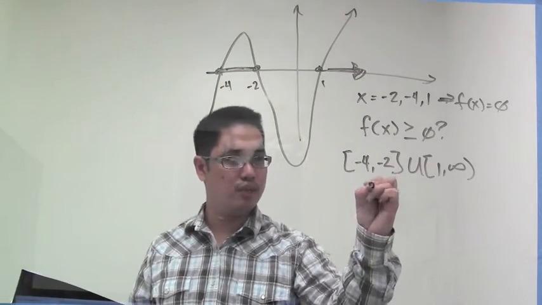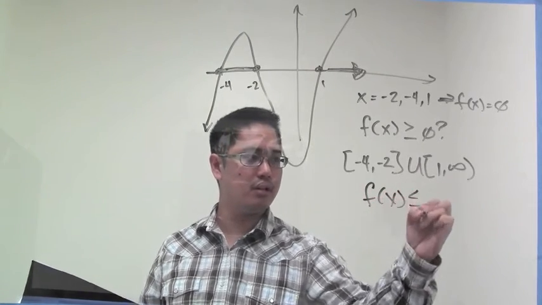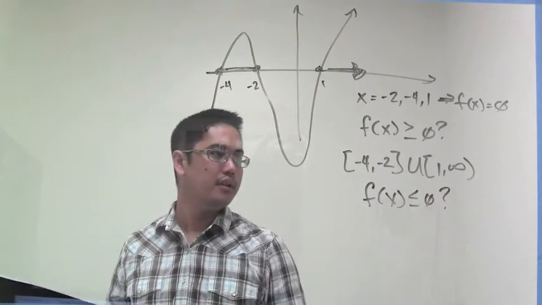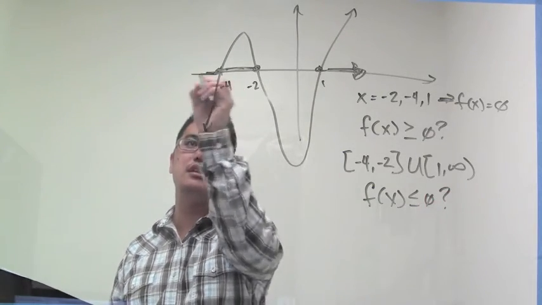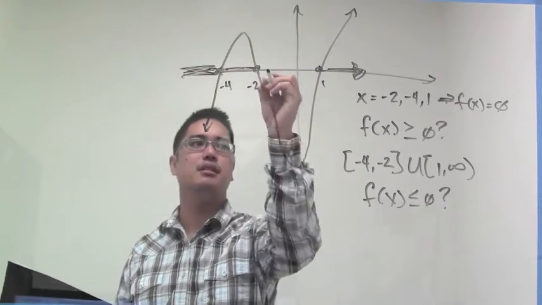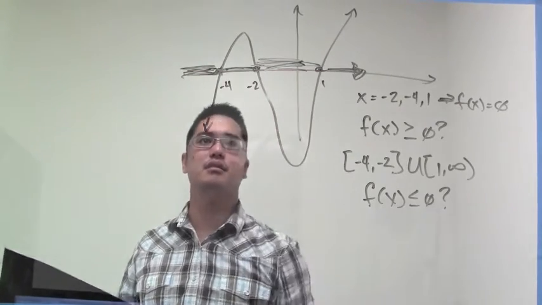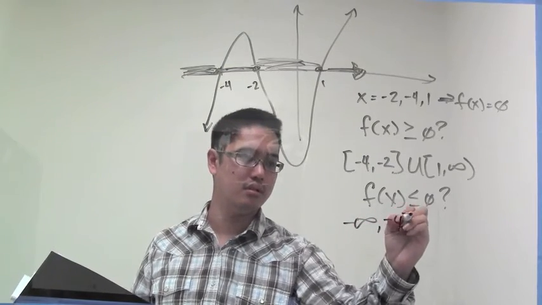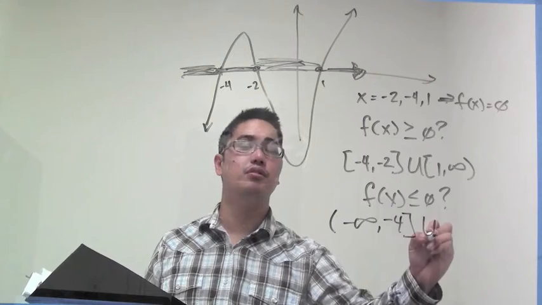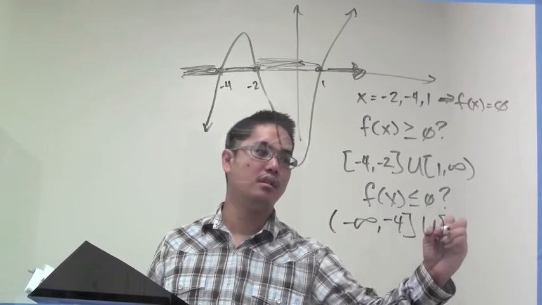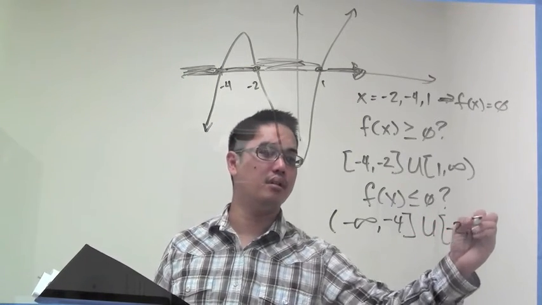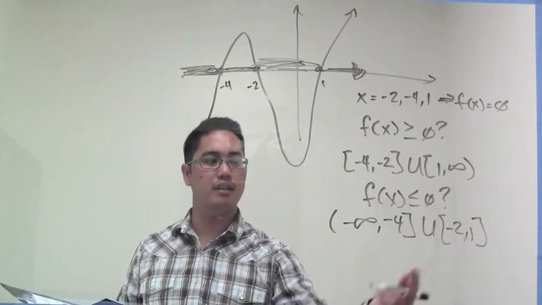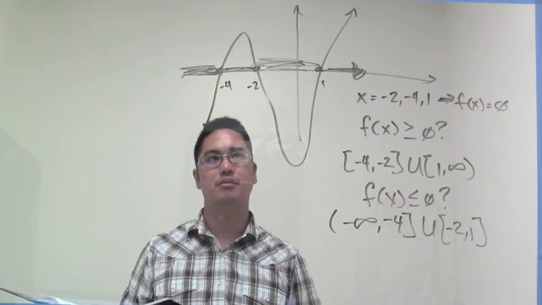The next question is, when is f of x smaller than or equal to 0? Did they say equal to? Yeah, sure they did. All right, then your answer would be in this space right here, and in this space right here. So that would be between -infinity and -4, union -2 and +1. Because if you give me an x value that's anywhere between -2 and +1, then f of x will be smaller than 0.